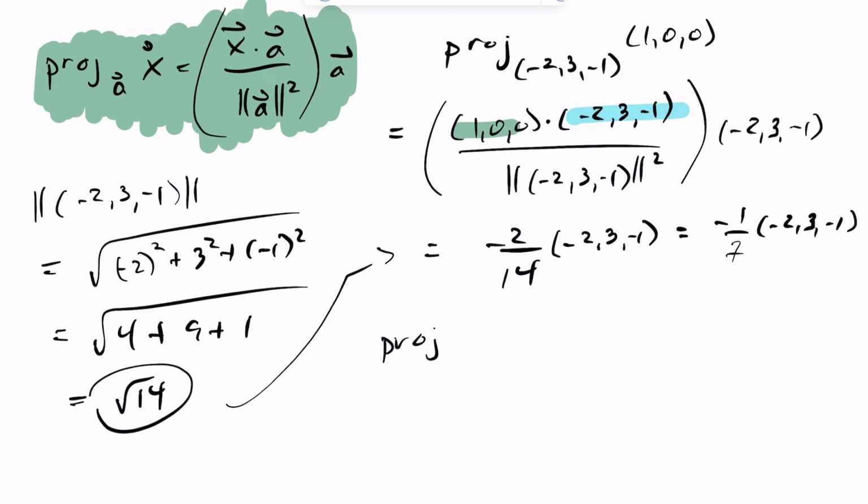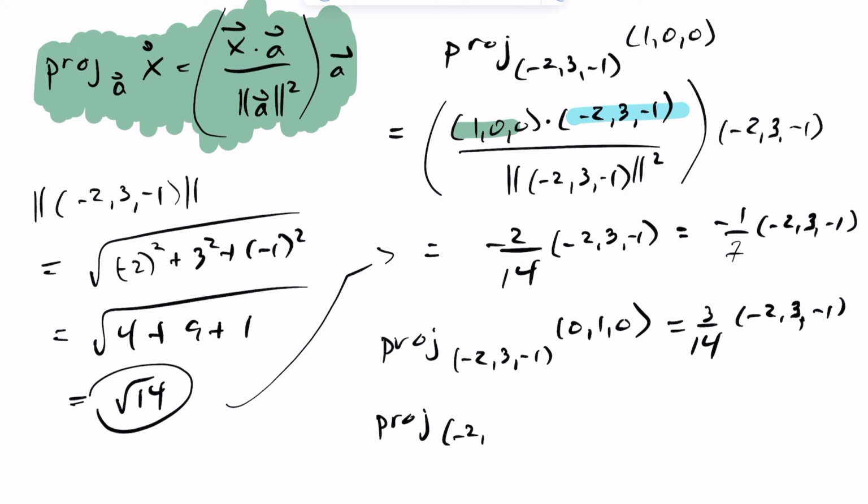Take a look again. Now we're going to take the projection of 0, 1, 0. Doing that, when you do your calculation, you're going to have a 1 here, so you're going to be grabbing the second coordinate. So this is going to be 3 over 14 times -2, 3, and -1. And lastly, the projection of 0, 0, 1 is going to grab the last coordinate. So -1 over 14 times -2, 3, and -1.